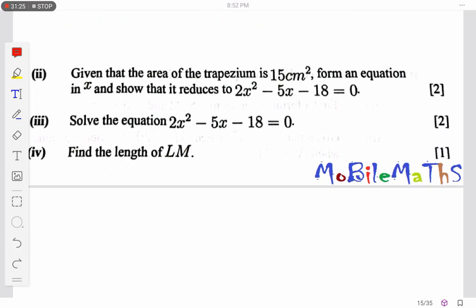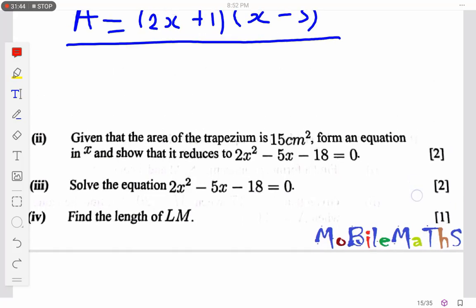Now they are saying, given that the area of the trapezium is 15 cubic centimeters, form an equation in x and show that it reduces to 2x squared minus 5x minus 3. Okay, minus 18. Sorry, minus 18. So let's do that quickly.